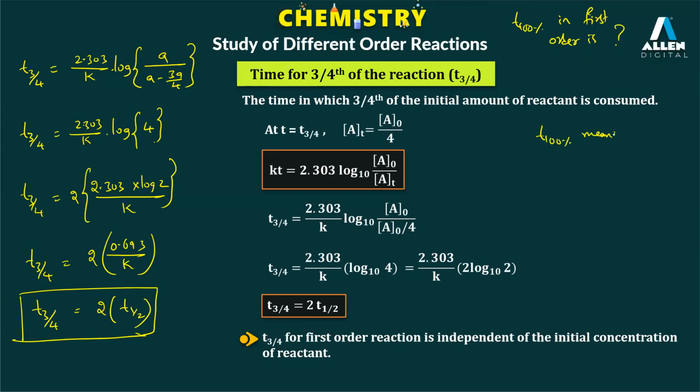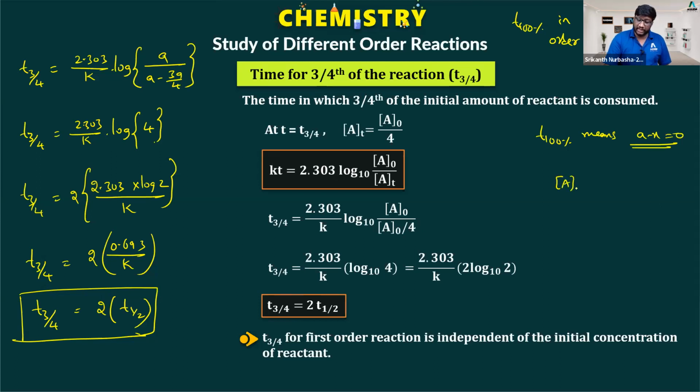T 100% means what? A minus X would be 0. Can I say concentration of A at any time T is equal to concentration of A at time 0 into e power minus K into T. So this is going to be 0. Concentration of A at time T has to be 0 because it is 100% done. That is, 0 is equal to concentration of A at time 0 into e power minus K into T 100%.